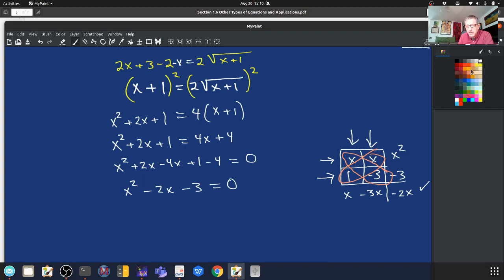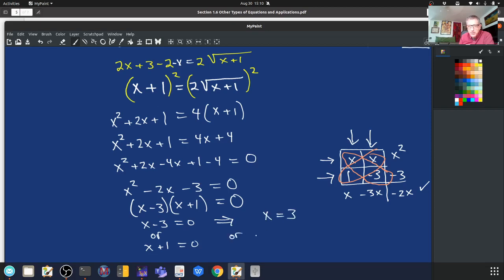Sorry, I can't really do that much better. So this becomes (x minus 3)(x plus 1) equal to 0. So that means x minus 3 is equal to 0, or x plus 1 is equal to 0. These are really easy to solve. That implies x is equal to 3, or x is equal to minus 1.